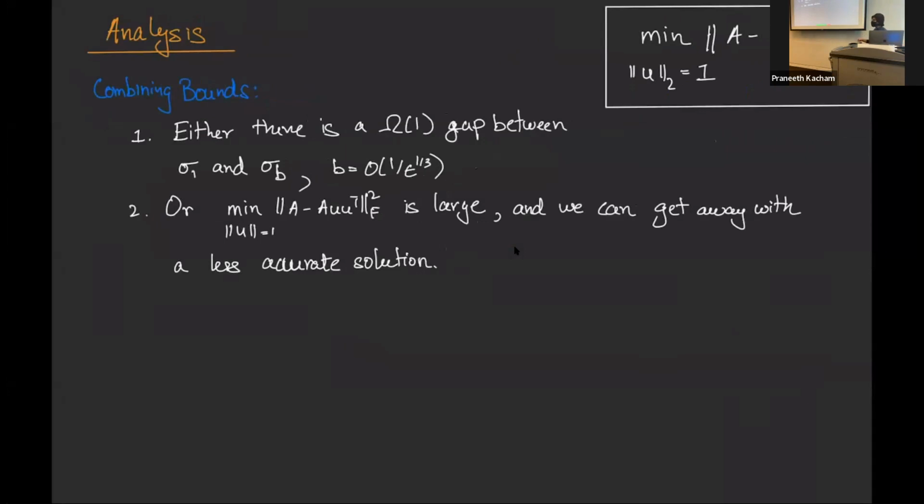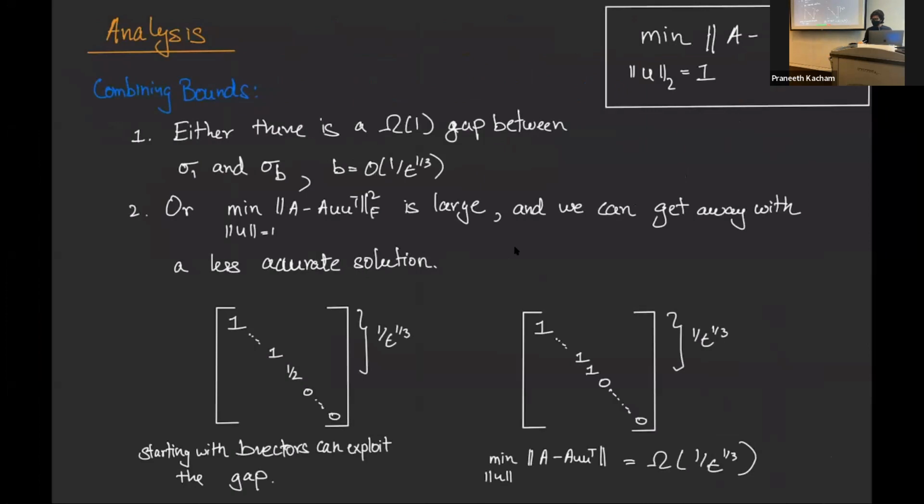So what is our observation? Our main observation is that either there is a constant gap between sigma 1 and sigma B, where B is 1 over epsilon to the 1/3, or the optimal value of the objective function has to be large. And if it's large enough, then we can get away with a less accurate solution. So there's this dichotomy going on, and we basically show how to exploit it.